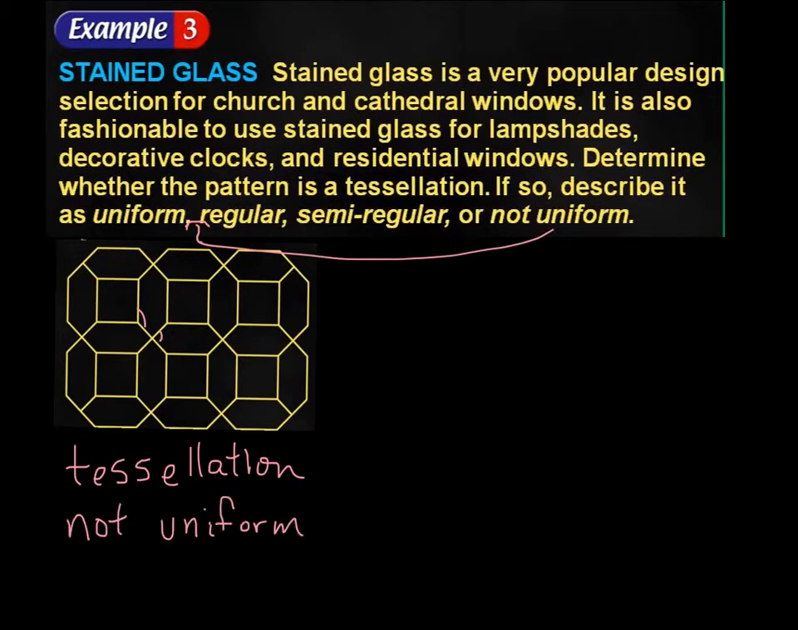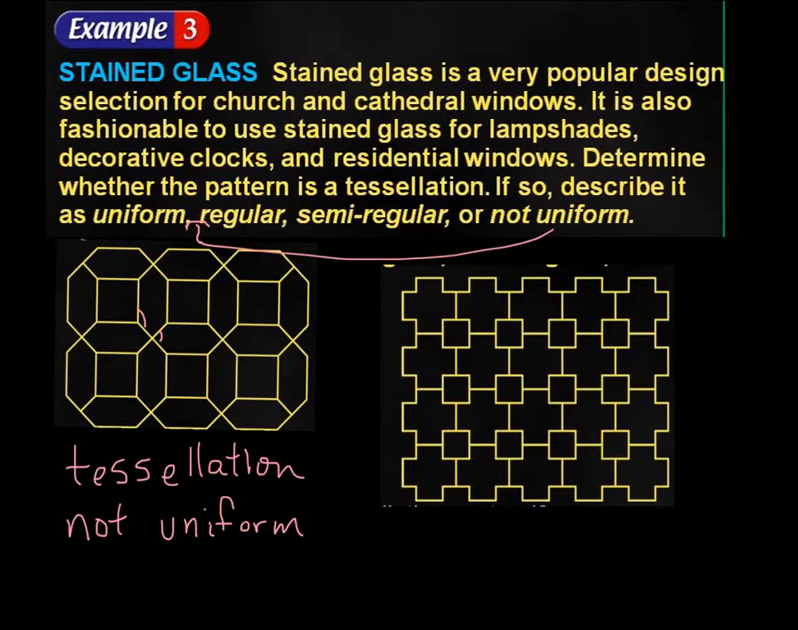Now, to be semi-regular, it's a tessellation formed by using more than one type of polygon. A uniform tessellation formed by using 2 or more regular polygons is called semi-regular. So since it's not uniform, it cannot be regular or semi-regular. We're done. This is another example that is a tessellation, but because it is not uniform, we have different angle measures at different places. It cannot be regular or semi-regular.